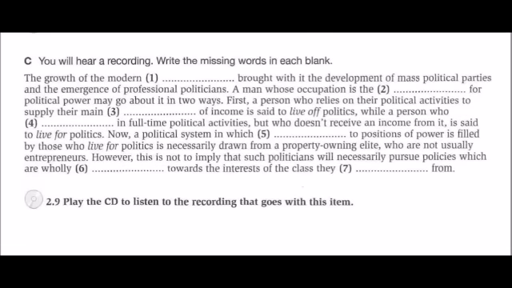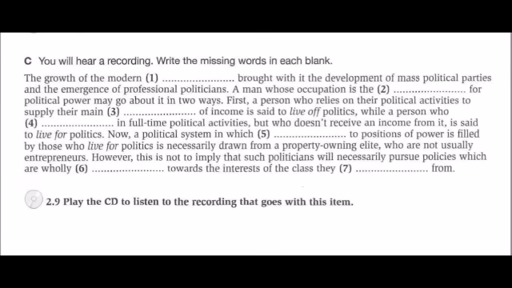Recording C. The growth of the modern state brought with it the development of mass political parties and the emergence of professional politicians. A man whose occupation is the struggle for political power may go about it in two ways. First, a person who relies on their political activities to supply their main source of income is said to live off politics, while a person who engages in full-time political activities, but who doesn't receive an income from it, is said to live for politics.